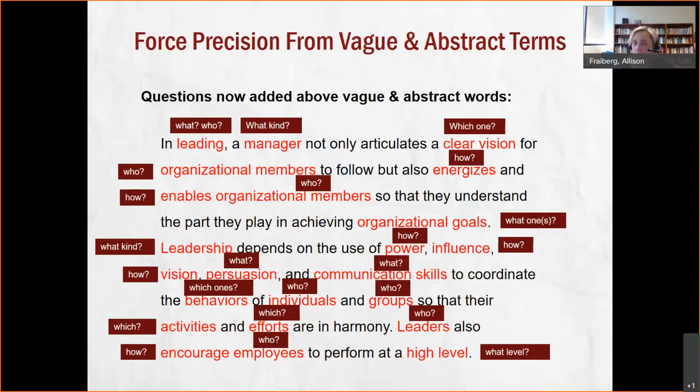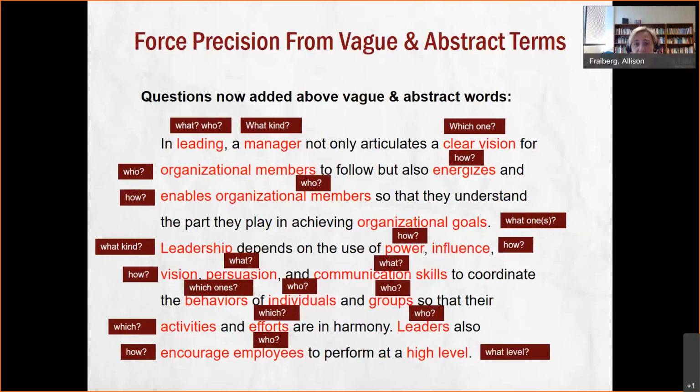Leadership, again, what kind, depends on the use of power. How? What kind of power? Influence, again, how? What do you mean by influence? Vision, again, how? Persuasion, what? And communication skills. What kind of communication skills? It's not lost on me that this is a terrible paragraph at communicating, talking about the importance of communication skills.